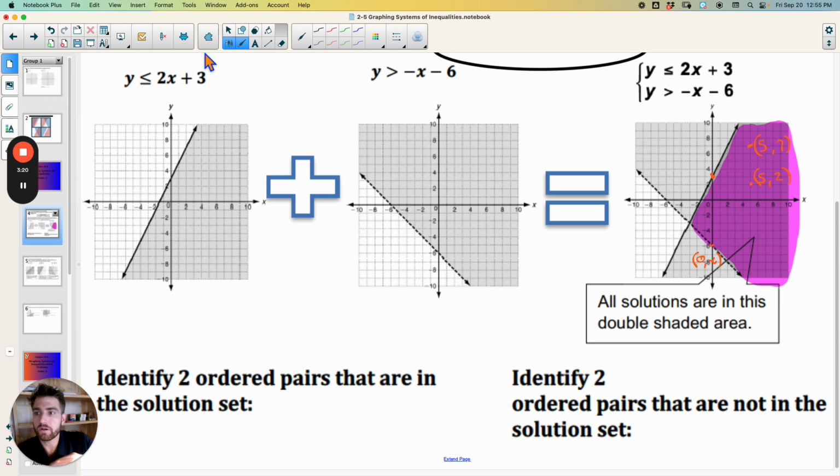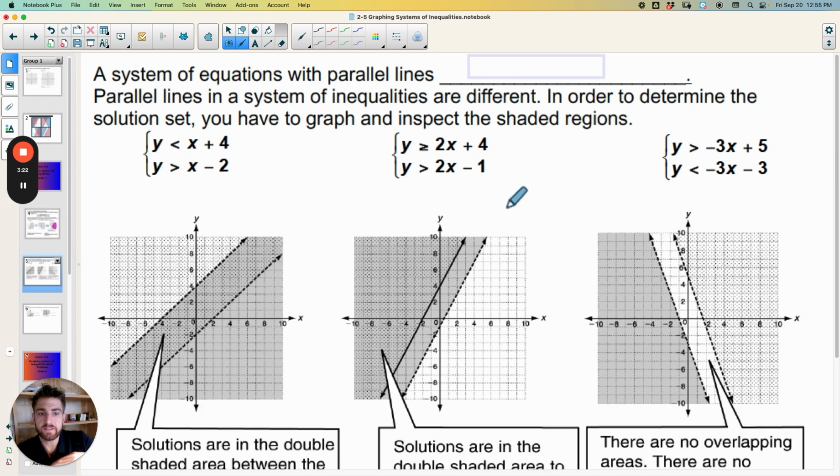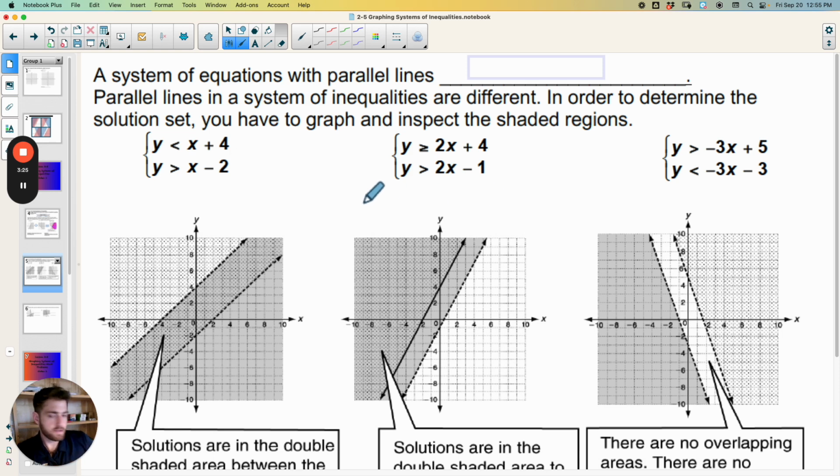All right, let's go on to this example here. I want to talk about each of these individually. So this one right here on the far left, I've got a system of linear inequalities. This first one is graphed: y is less than x plus 4. So here's where it crosses 4, and then my rise is 1 and my run is 1. So this is this line, and it's a dashed line. And then I shade below it.